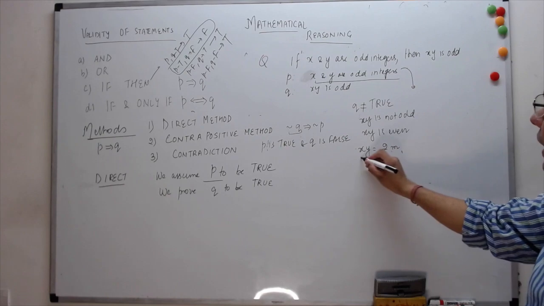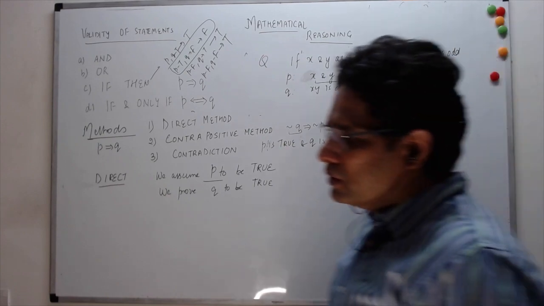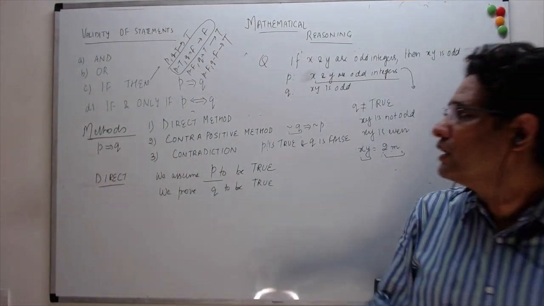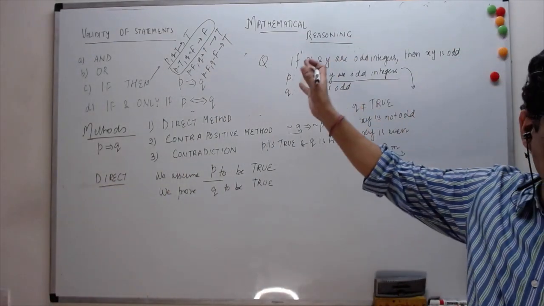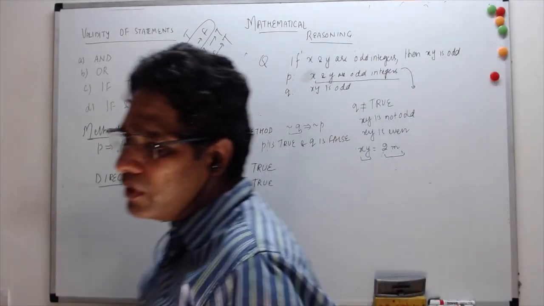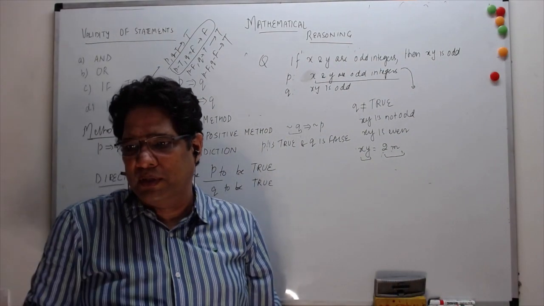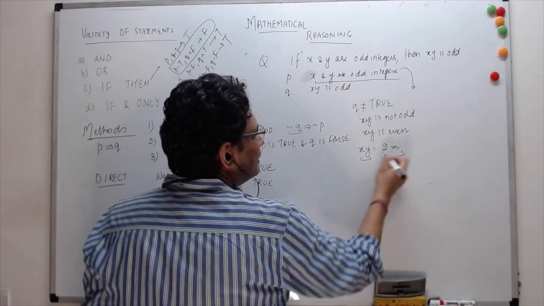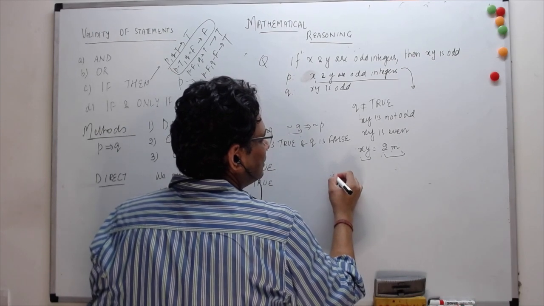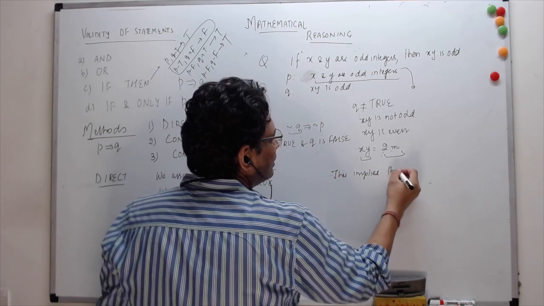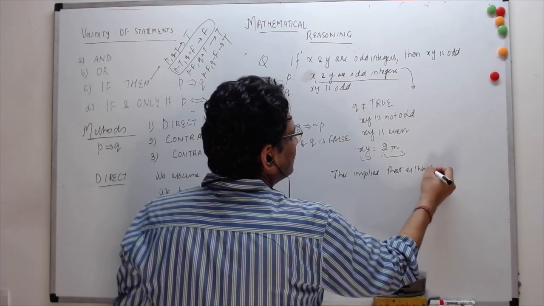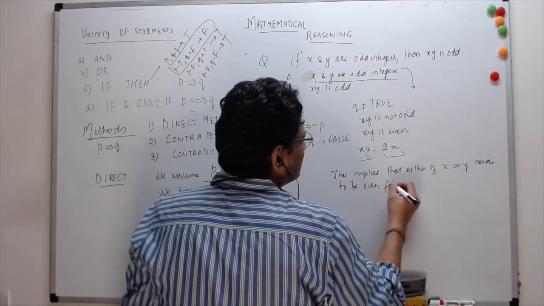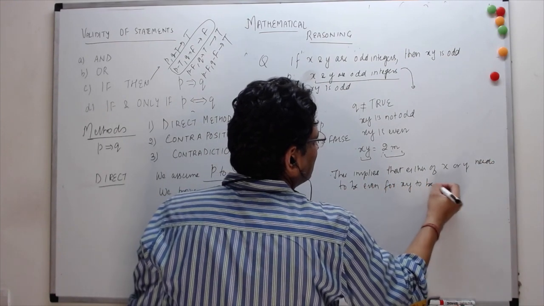For any product to be even, since we're doing a product of two numbers, either of the numbers x or y has to be even, right? One of them has to be even, or both of them need to be even. So this kind of directly proves that either x or y needs to be even for xy to be even.